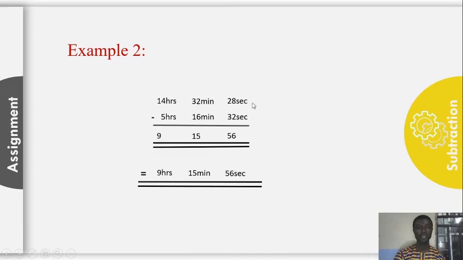Now let's come down here to the minutes. Remember we took away 1 minute from 32 minutes. So what do we have left? We have 31 minutes left here. 31 minutes. So 31 minutes minus 16 minutes, and that gives us 15 minutes. Let's move over to the hours. 14 hours minus 5 hours. That gives 9 hours. So what's our final answer now? 9 hours, 15 minutes, and 56 seconds.